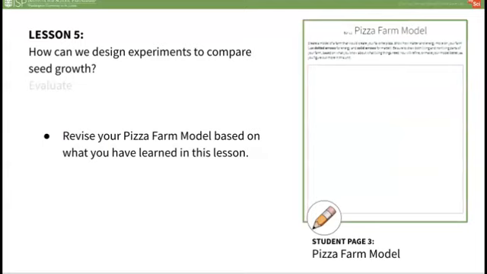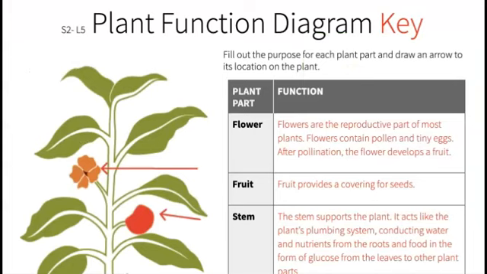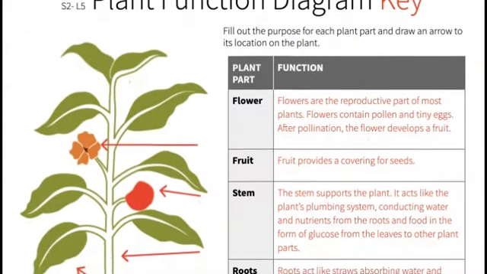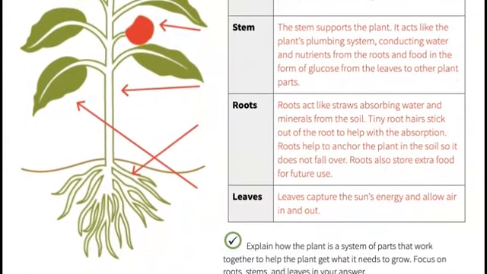In the Evaluate portion of this lesson, give students time to refine their pizza farm model. Students should now be able to directly show the water entering the roots, including the air, representing matter, and light, representing energy, going into the leaves. Have students turn to the plant function diagram in their science journals. Allow students to work on the diagram individually before discussing the answers as a class. This answer key is provided on Teacher Page 9.